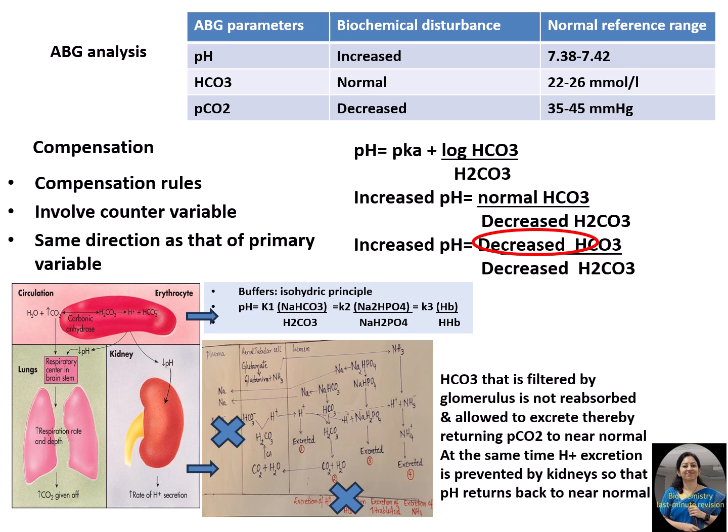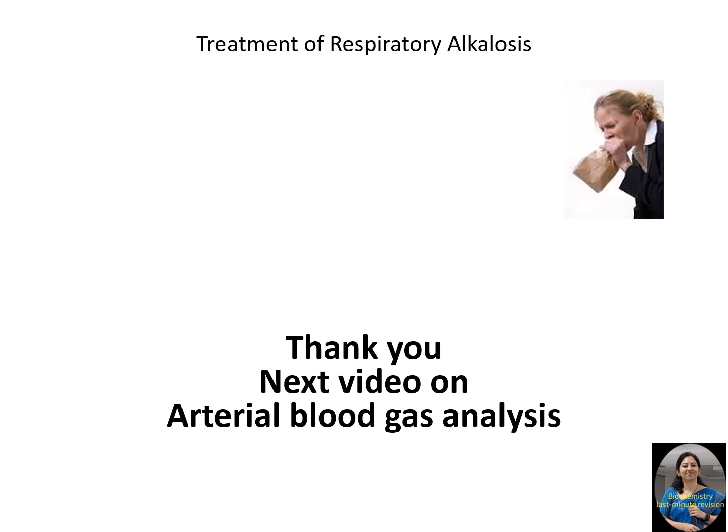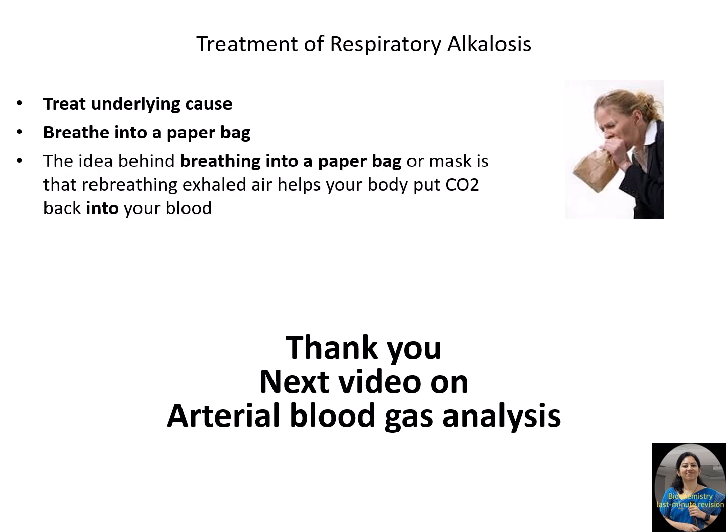At the same time, what happens? All the cations are prevented from excretion. So the pH returns back to normal. This is how respiratory alkalosis is compensated. Coming to the treatment of respiratory alkalosis, the first thing we need to concentrate on is to treat the underlying cause. The second thing that can be done in case of panic attacks, anxiety or stress is breathing into a paper bag. The rationale behind breathing into a paper bag or mask is rebreathing exhaled air, which will help the body put the carbon dioxide back into the circulation.